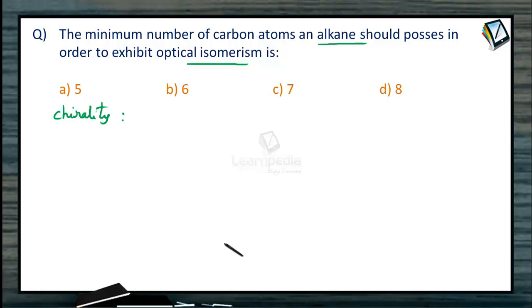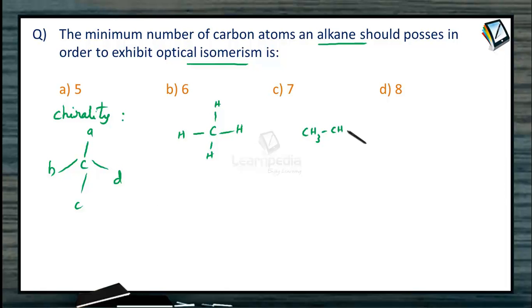So under what conditions a molecule is said to be chiral? That is possible only when a carbon is attached to 4 different atoms or 4 different groups. Same way, in the case of alkane, at least there should be one carbon which is attached to 4 different atoms or 4 different groups. So first let me take a very simple example of methane. In methane there is one carbon which is attached to 4 hydrogens. As all these are same, it is not a chiral carbon. So this cannot exhibit optical isomerism.